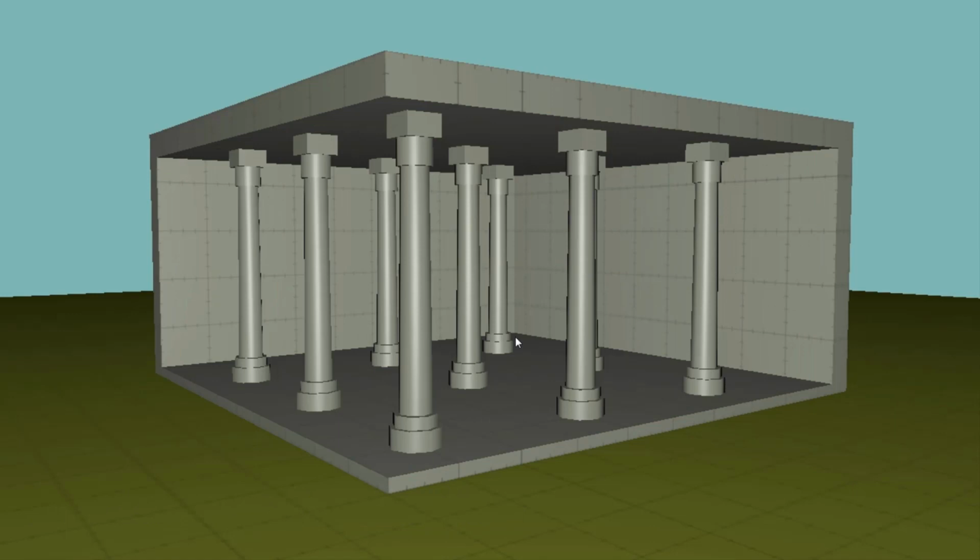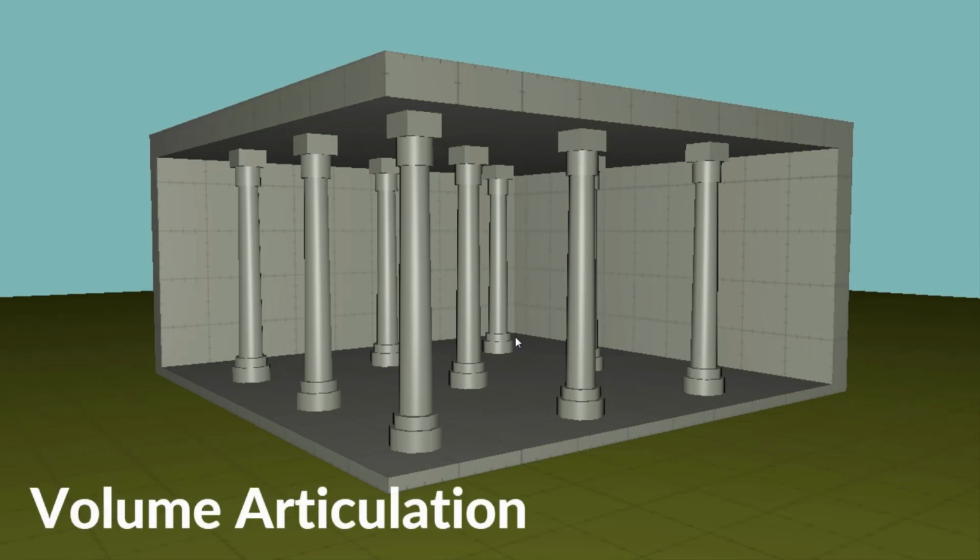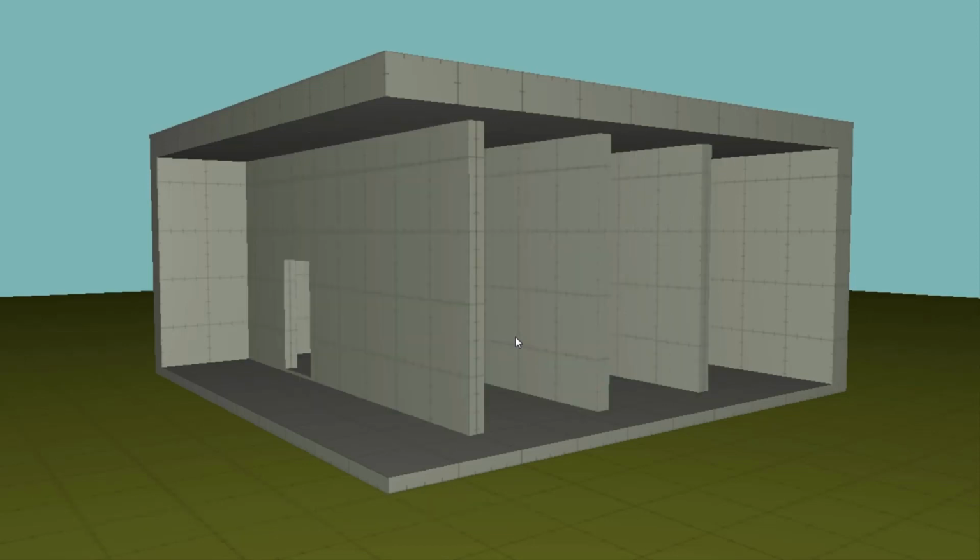So here's an example of volume articulation, where we take these linear elements, these columns, and space them at regular intervals to create a very strong sense of the overall volume that is taken up inside of this rectangular space. So here it's done using linear elements, using columns. Here is another example that's done using planes. We use these walls to subdivide the space up.